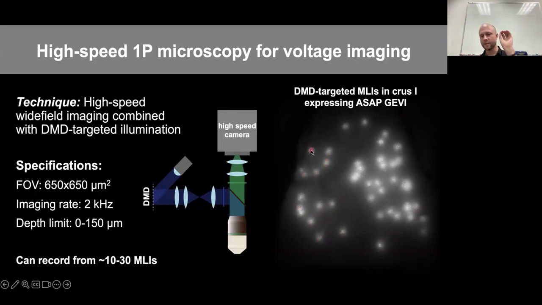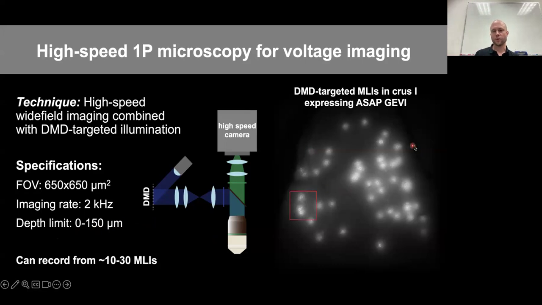It turns out that this technique is extremely important because it dramatically increases the SNR when you're using one photon microscopy, and it also prevents tissue damage from the high light levels that are needed for voltage imaging. What's particularly great about this microscope is that it allows me to record from 10 to 30 MLIs simultaneously with action potential resolution.